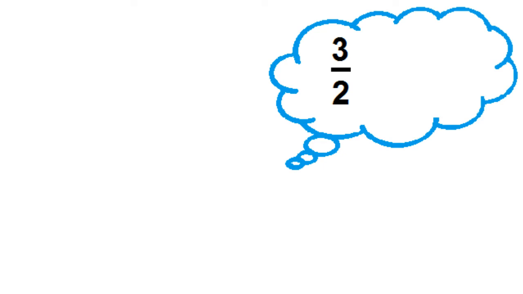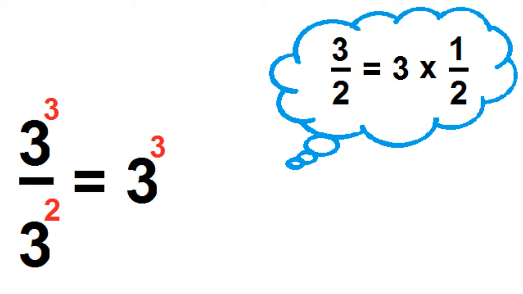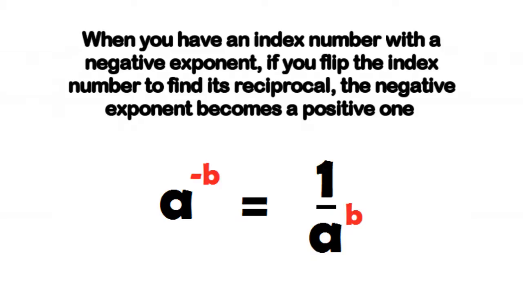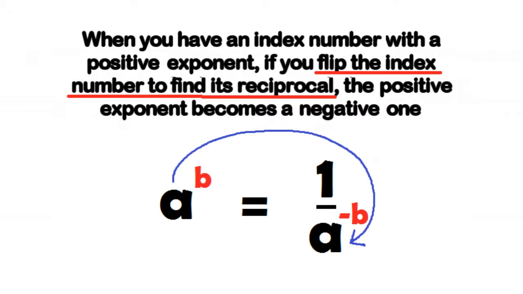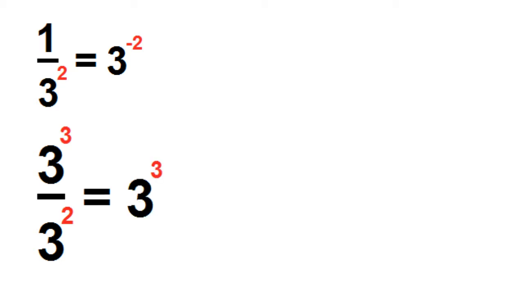So 3 over 2, or 3 divided by 2, is the same as saying 3 times 1 over 2, and we know that's true. 3 cubed divided by 3 squared is the same as saying 3 cubed times 1 over 3 squared, right? Remember our negative exponent rule? If we flip an index number to find its reciprocal, the sign changes from negative to positive, and vice versa, right? 1 over 3 squared is the same as 3 to the power of negative 2. So 3 cubed over 3 squared is equal to 3 cubed times 3 to the power of negative 2.